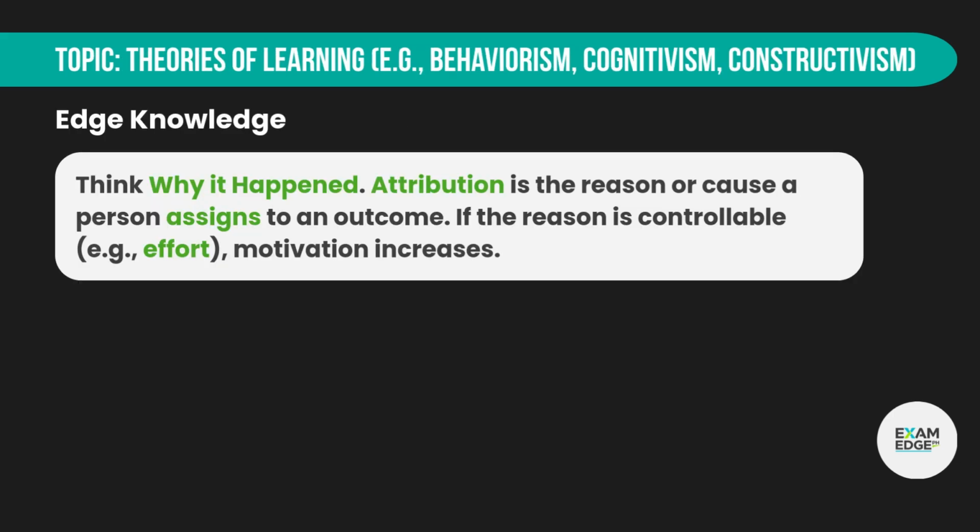Edge knowledge. Think why it happened. Attribution is the reason or cause a person assigns to an outcome. If the reason is controllable, e.g., effort, motivation increases.